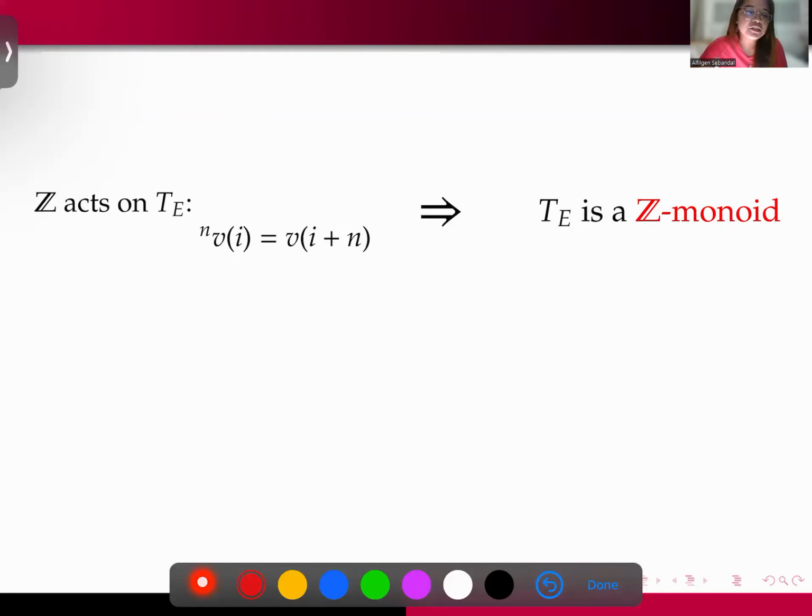The set of integers is actually acting on the talented monoid via shifting of indices, which is what we see here. And because of this, the talented monoid is a so-called Z-monoid. Now, for a general monoid and a general group Gamma, such a monoid with an action from the group Gamma on your monoid via monoid automorphisms is actually called a Gamma-monoid, of course.